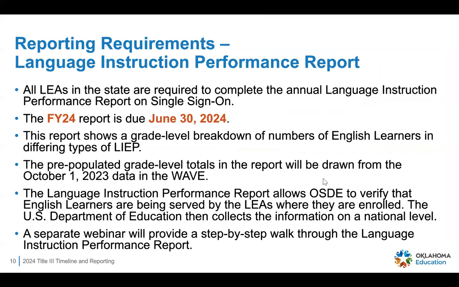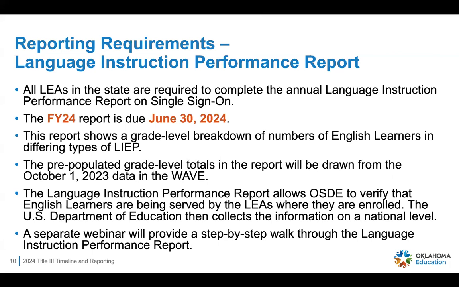Reporting requirements, the language instruction performance report. All LEAs in the state are required to complete the annual language instruction performance report on single sign-on. The fiscal year 24 report is due June 30th, 2024. The report shows a grade level breakdown of numbers of English learners in differing types of LIEP.